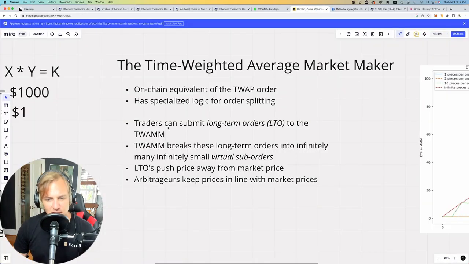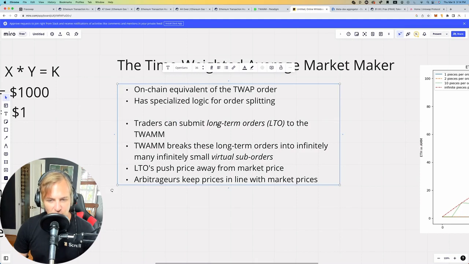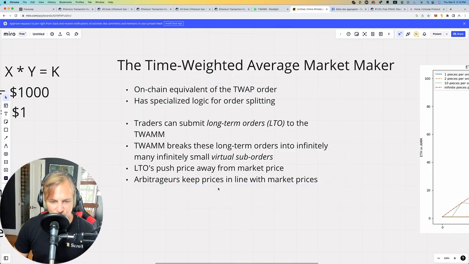What this does is it creates what's known as a long-term order, which is placed in the TWAMM. And what this long-term order does is it takes the order and breaks it up into infinitely many, infinitely small virtual suborders. So it's not a block by block thing. Once you place those long-term orders, it's either going to push the price in the TWAMM up or down.